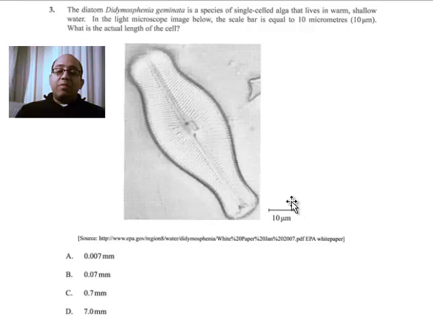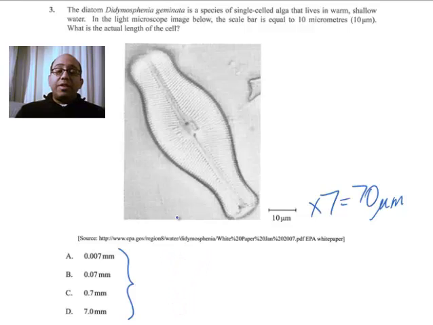So what you're supposed to do is just take a ruler and realize that this bar will fit 7 times across the length of this cell. So we take this bar and multiply by 7, and we'd get 70 micrometers. Now you notice 70 micrometers is not one of my answers. I actually have to convert it.